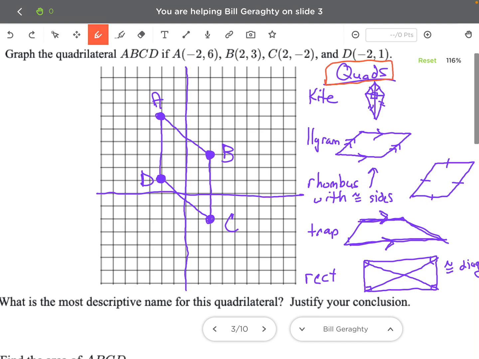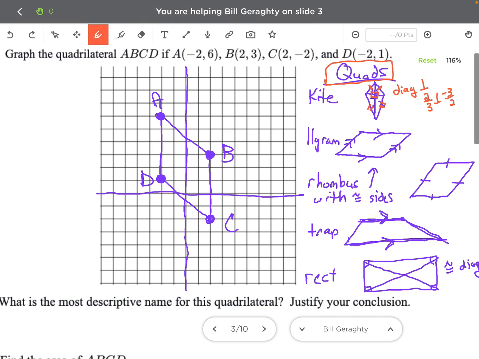So the first one is a kite. You have to remember that a kite has the top 2 segments congruent, the bottom 2 segments congruent to each other. Also, the diagonals are perpendicular. In other words, they form 90-degree angles. Okay, to prove that, the slopes are going to have to be opposite reciprocals. So if you want to prove something is a kite, that's what you're going to look for.